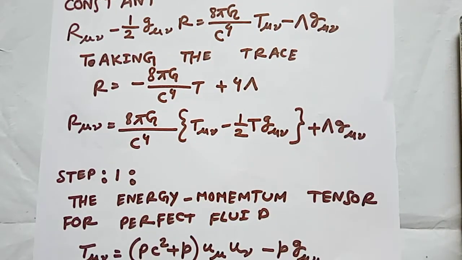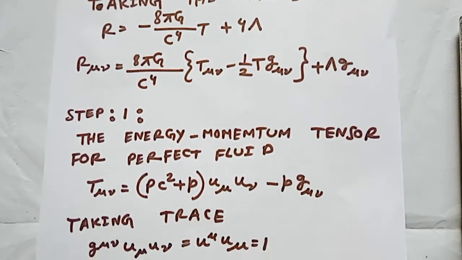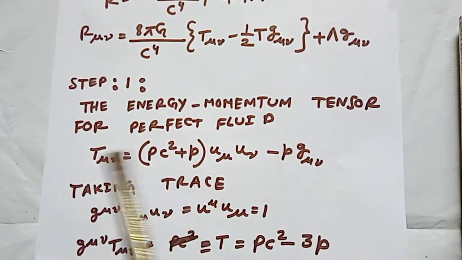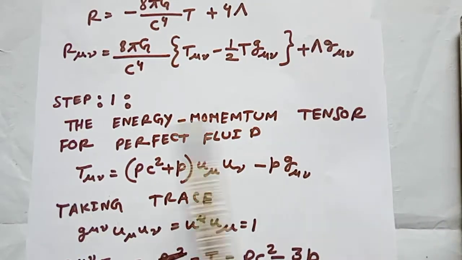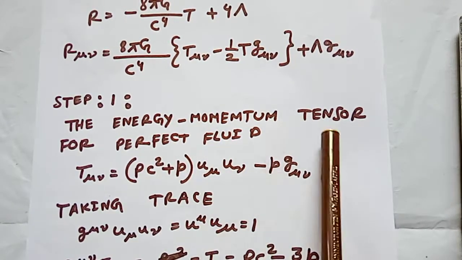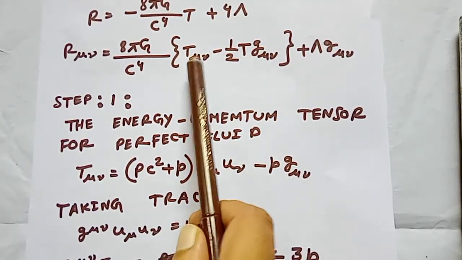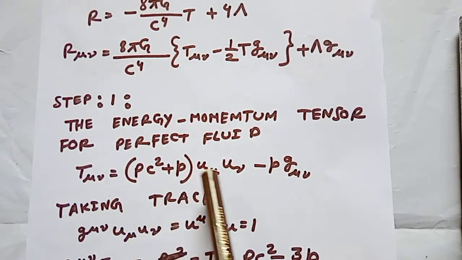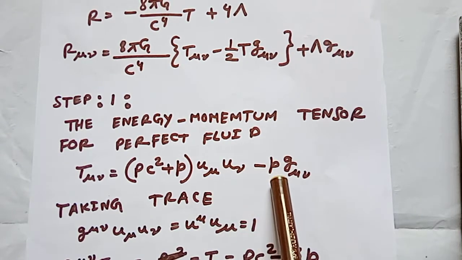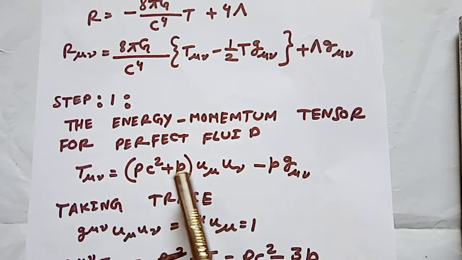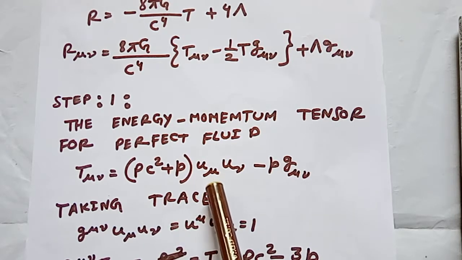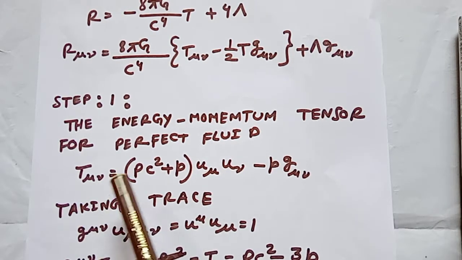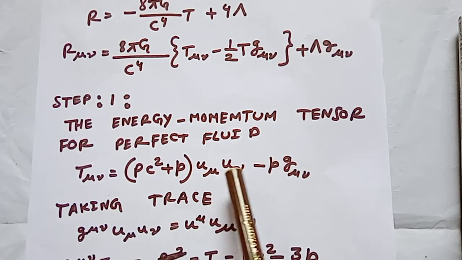Here is the assumption: the energy momentum tensor for a perfect fluid. We have T mu nu equal to rho c square plus P, u mu u nu, minus P g mu nu, where rho is the density, P is the pressure, and u mu is the derivative of dx mu with respect to ds. Okay. T mu nu equal to rho c square plus P, u mu u nu, minus P g mu nu.